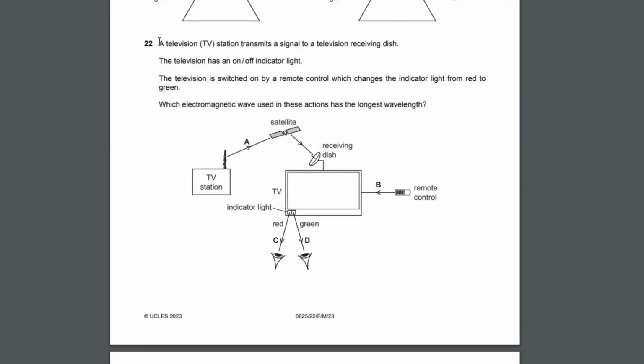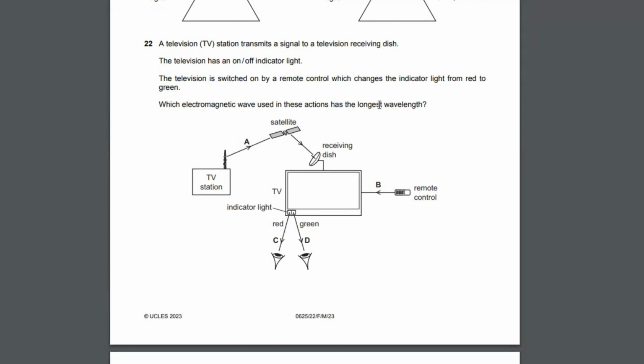Next is: a television station transmits a signal to a television receiving dish. The television has an on-off indicator light, which is this one. The light is switched on by a remote control, which changes the indicator light from red to green. Which electromagnetic wave used in this action has the longest wavelength?